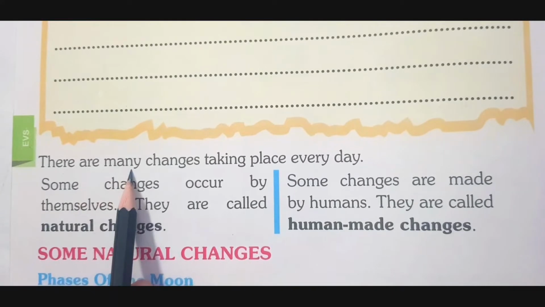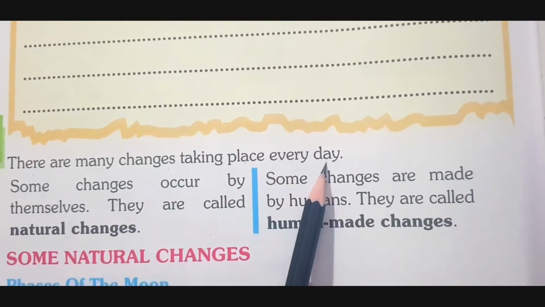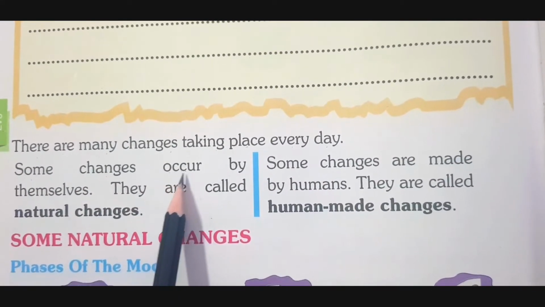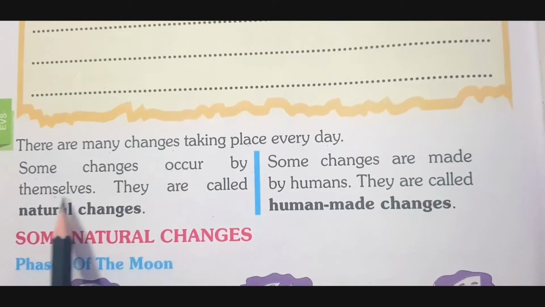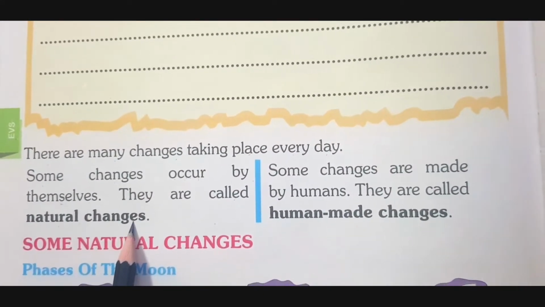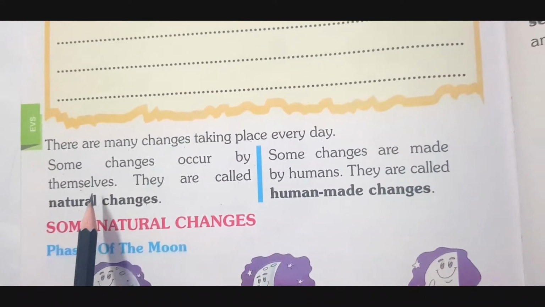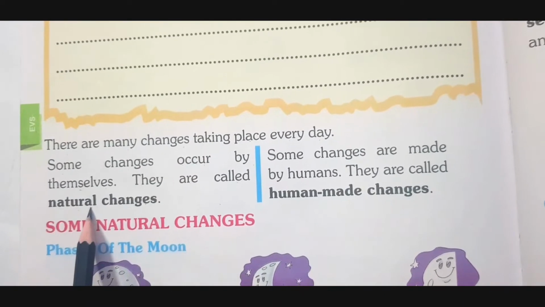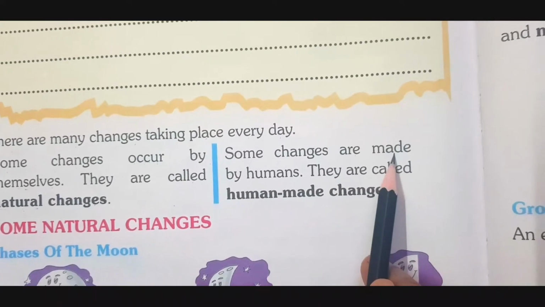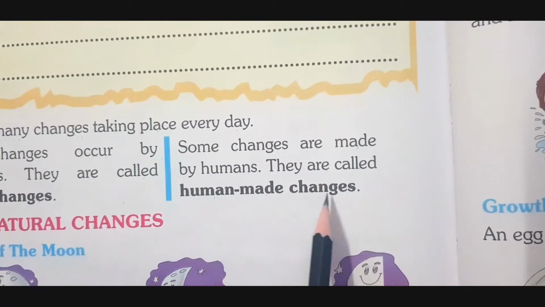There are many changes taking place every day. Some changes occur by themselves. They are called natural changes. Children, the changes that occur by themselves, naturally they occur, they are called natural changes. Some changes are made by humans. They are called human-made changes.